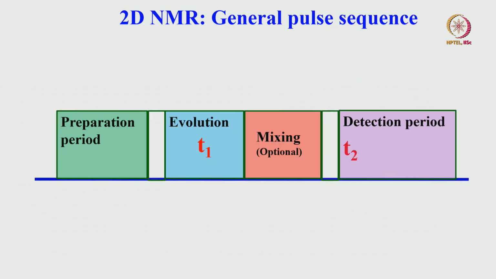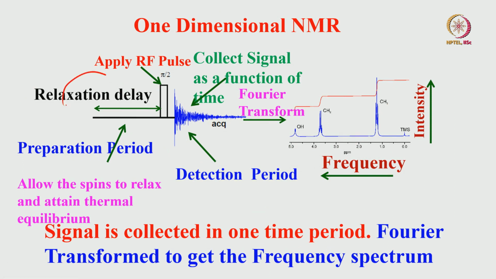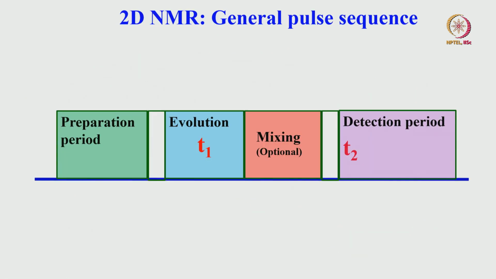Then what is a 2D NMR? A general pulse sequence for the 2D NMR is given like this. One thing I wanted to tell you here: we have a preparation period and a detection period, and these two are present in 1D NMR. Go to here. As always there is a preparation period, a period where you allow the spins to come to thermal equilibrium.